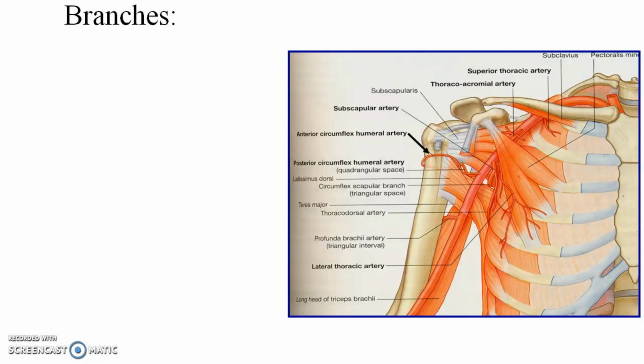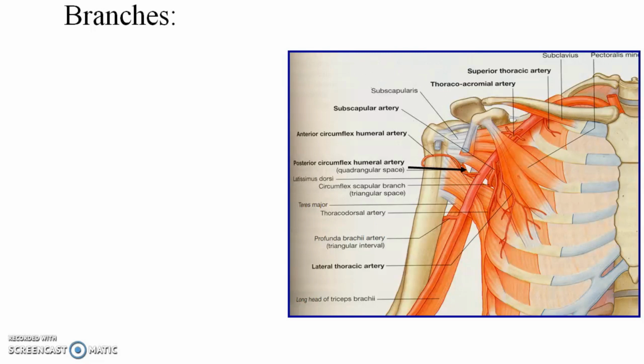The next artery we will call the anterior circumflex humeral artery. The name itself indicates it is going to reach the surgical neck of the humerus and wind around from the anterior aspect, so we call it the anterior circumflex humeral artery. Next is the posterior circumflex humeral artery, which goes behind the surgical neck of the humerus and anastomoses with the anterior circumflex humeral artery. That's all about the branches you have to remember.